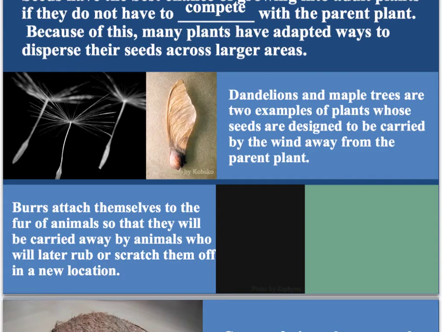Now, there are certain kinds of plants, and when they're right next to each other, they have to compete. They have to compete for sunlight, they have to compete for food and water. And when a plant is competing, it means that it's trying to survive.